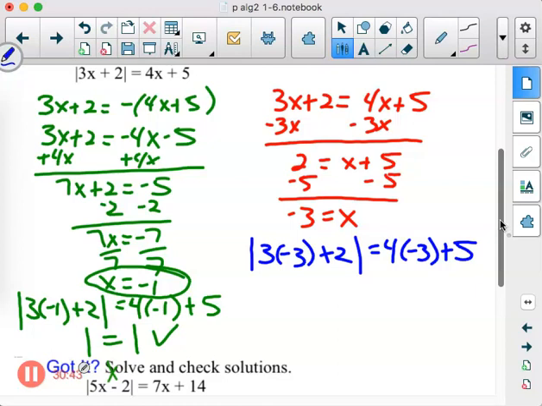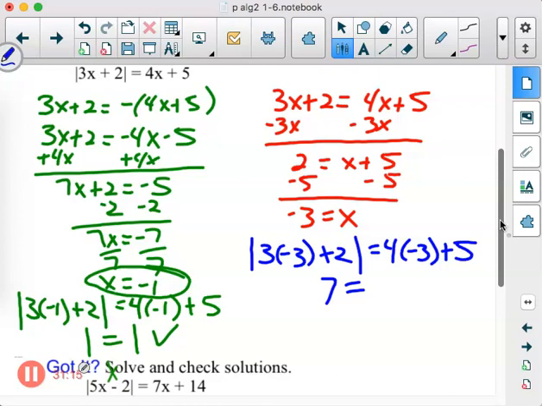Everybody looks like their heads are down. They're doing this problem. So, Marcos, 3 times -3? -9. Add 2. Okay, now take the absolute value. So we have to make sure that the other side comes out to 7. Otherwise, we can't use that answer. Josh, 4 times -3? -12. Add 5 to that.